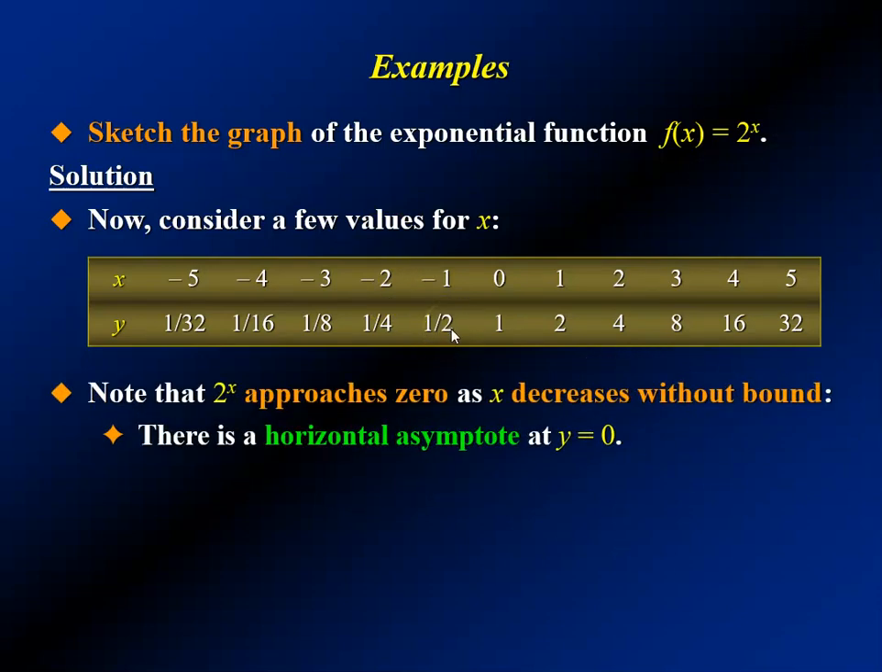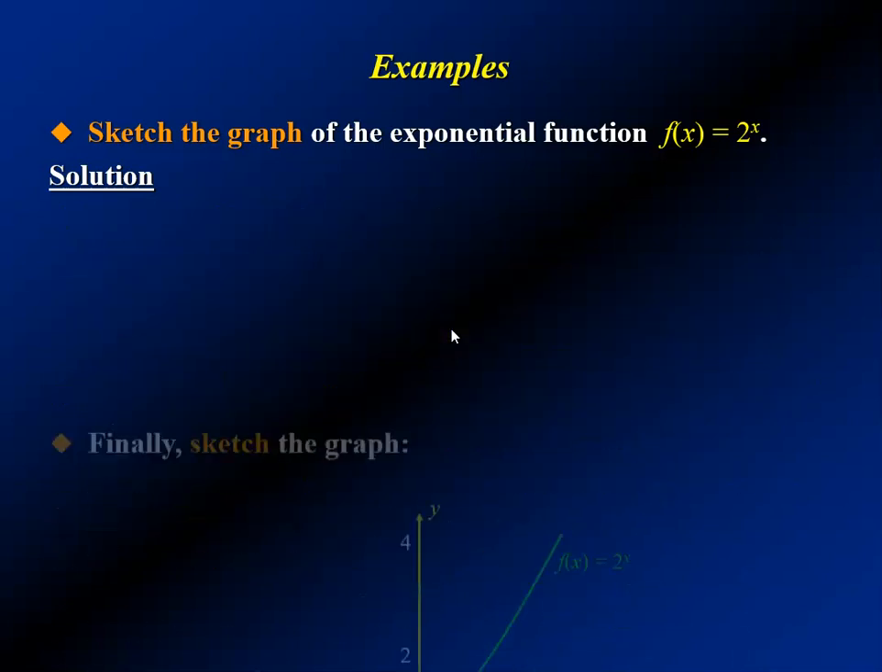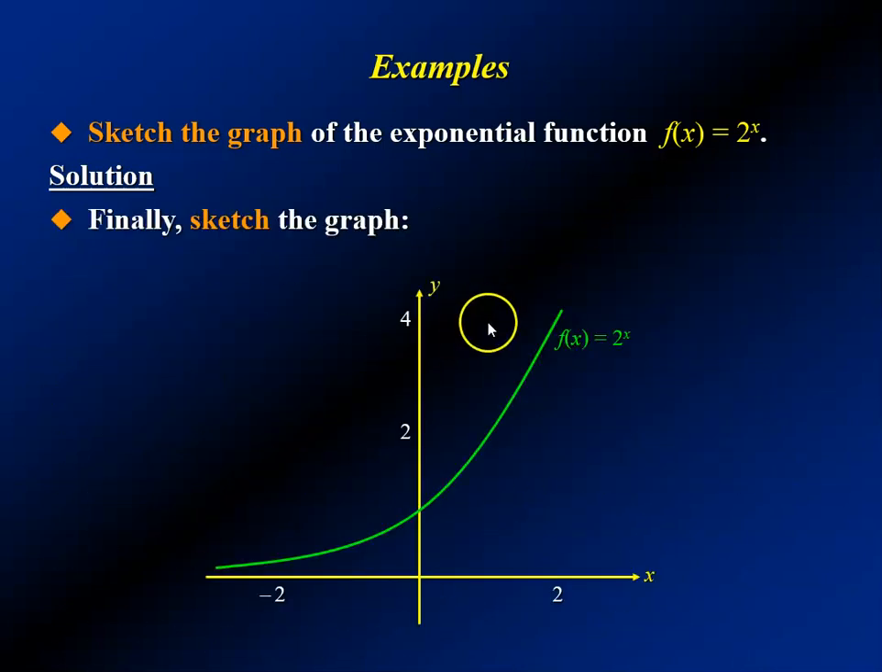So now let's go directly to the graph. The graph of f of x equals 2 to the power of x, going from negative infinity, negative values of x, to positive infinity, is increasing. Okay, let's try another example.